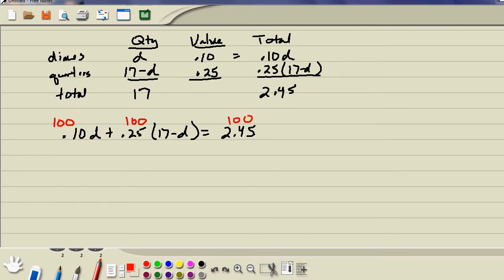So 100 times 0.10 gives me 10D. Now notice here that if I multiply 100 times 0.25, I get 25. It doesn't change what's inside the parentheses because this is all one term. I don't know if term is a good word to use, but whatever I do to the outside is automatically going to do everything on the inside. So that becomes 25, and this becomes 245. Now I'm dealing with numbers that are easier to manage and to work with.